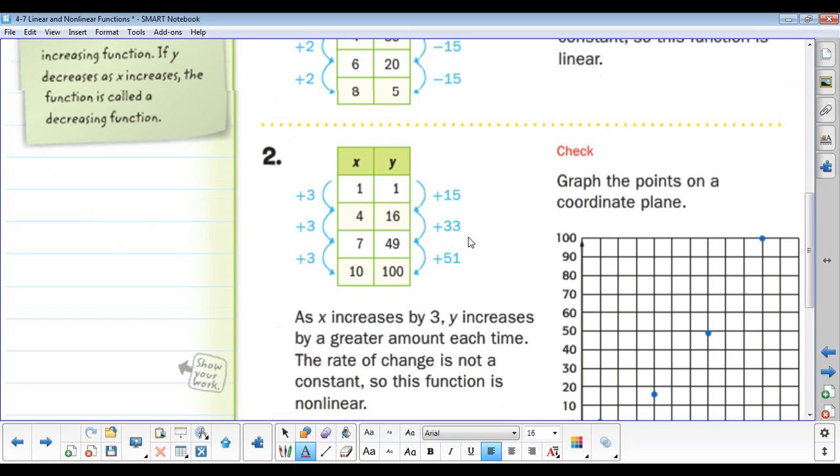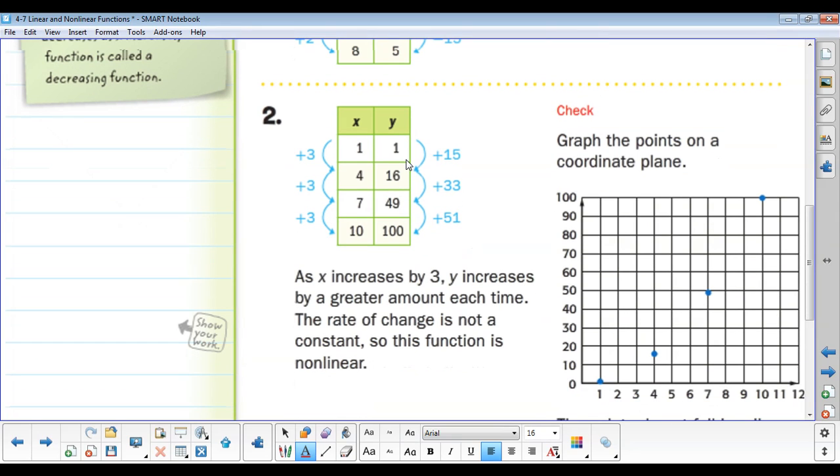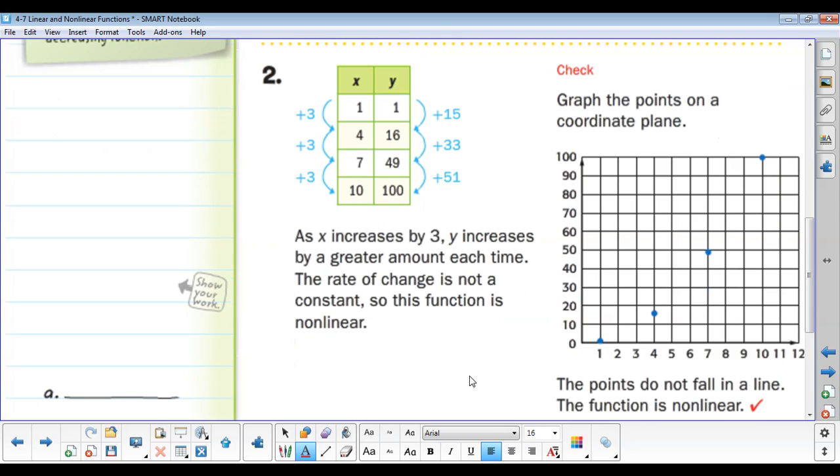In example 2, we see that it does not change by the same amount. If it does not change by the same amount, it is non-linear. Now notice it's still a function. Each of our x values is different, so it is a function, it just isn't linear.